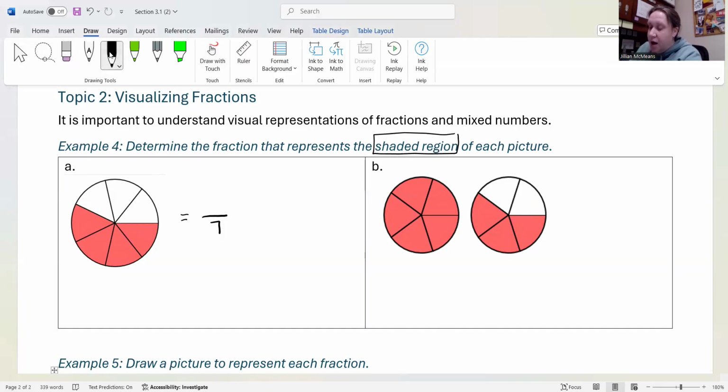Okay. Of those 7 pieces, how many are shaded? Well, we have 1, 2, 3, 4. So we would have 4/7 shaded.